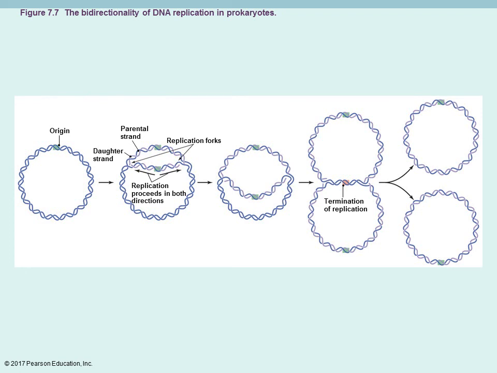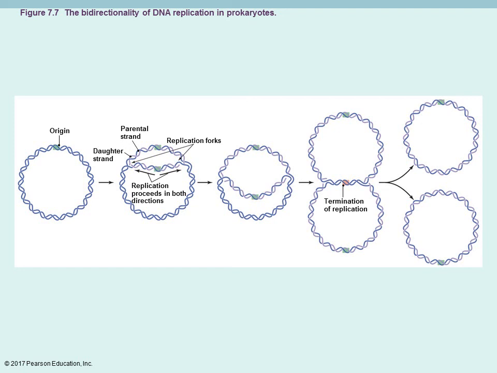So in this diagram, you see the circular DNA of the prokaryotic cell. At basically the 12 o'clock position, you see the origin. There's usually only one origin site for prokaryotic cells. Replication, as I said, is bidirectional, so it's going both to the right and the left. So you're going to have 2 replication forks, one on each side.